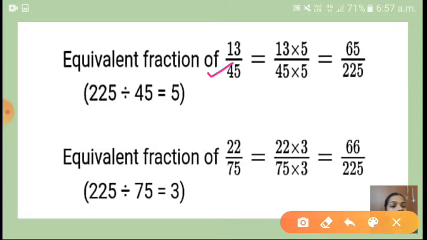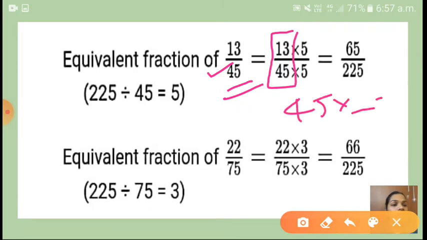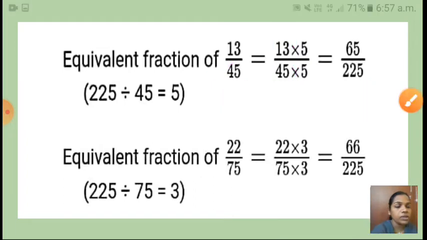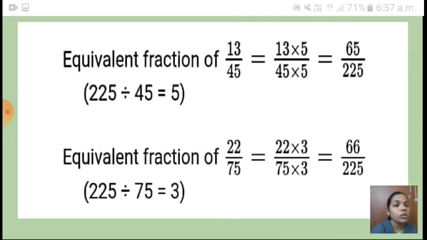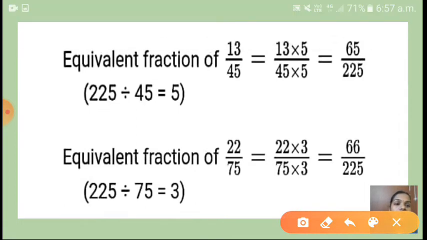So here 13 upon 45. See here children, already I told, 13 upon 45. So 45 into dash is equal to 225 we will see. So 45 into 5 is equal to 225. Okay children. So that numerator also you have to multiply with 5.